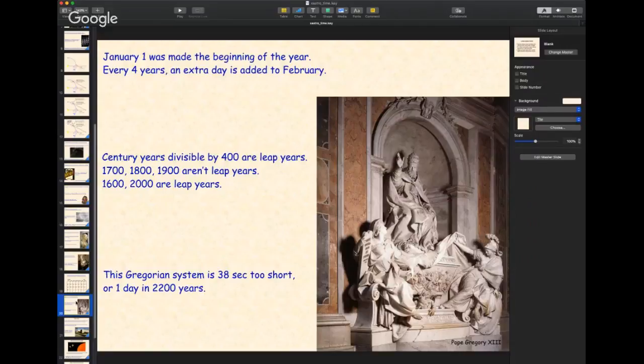And so 1700, 1800, and 1900 are not leap years because they're not evenly divisible by 400. But the years 1600 and Y2K, or 2000, are leap years. We just went through Y2K 18 years or so ago. So if your century year happens to be divisible by 400, that is also a leap year. So this is a better approximation. And so the Gregorian system is 38 seconds too short, or about 1 day in 2,200 years.